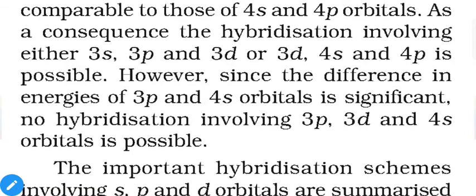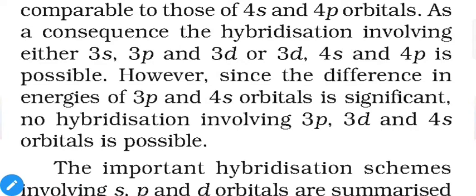That means if electrons are present in 3s and 3p orbitals, then they can utilize the 3d orbital, and if electrons are present in the 3d orbital, then the 3d orbital can utilize the next 4s and 4p orbitals as well, because the energy difference of 3d, 4s and 4p is again comparable. Okay, they are comparatively close to each other.